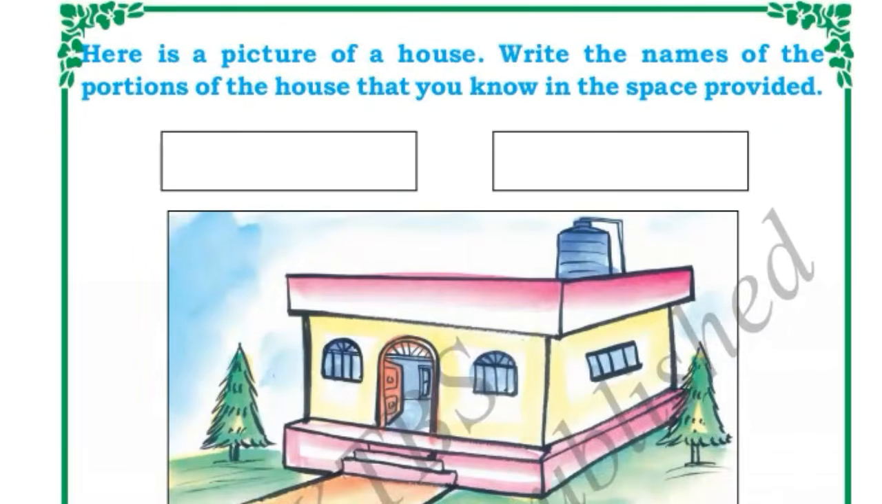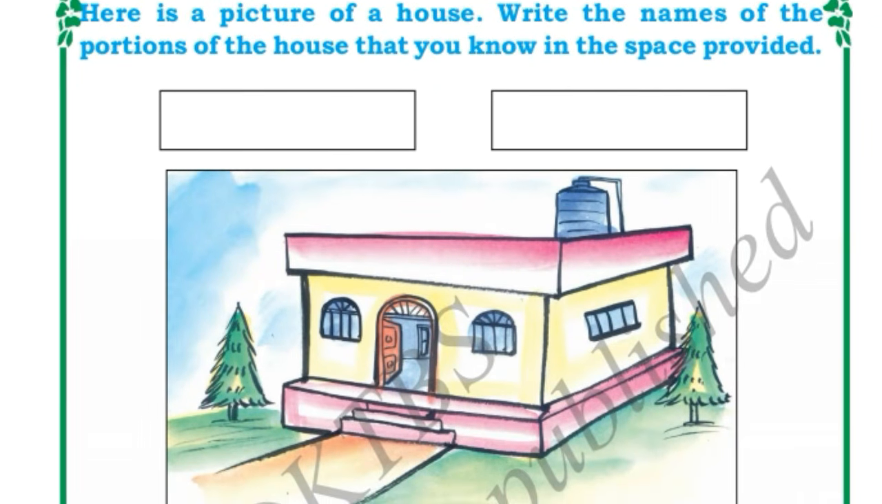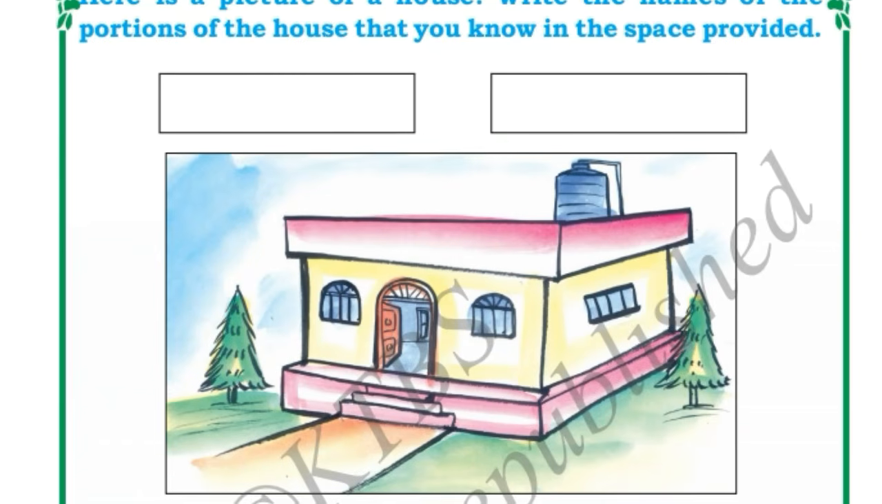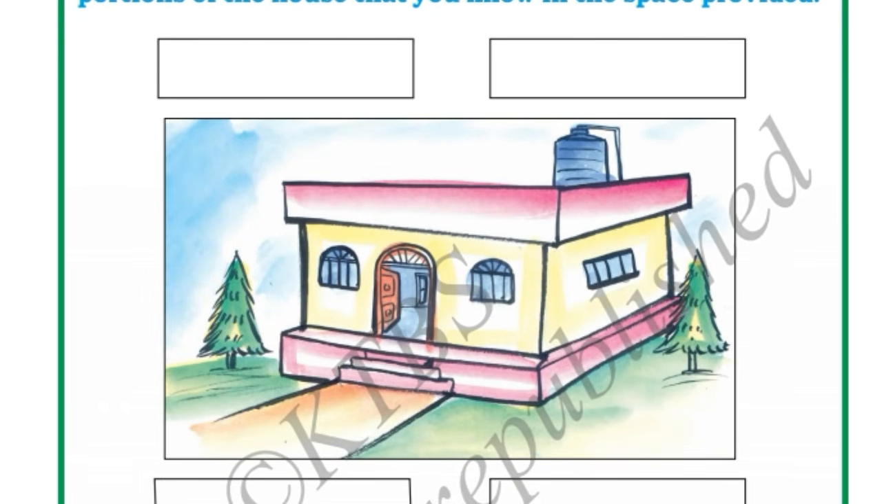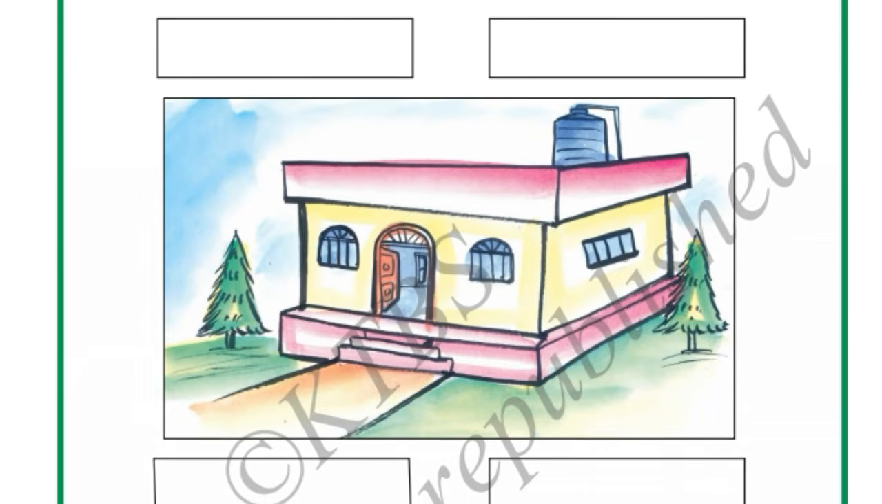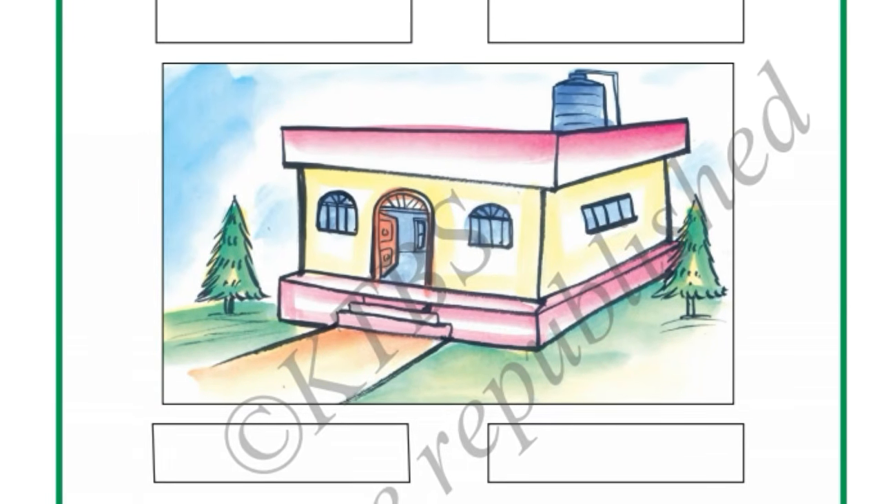Okay, see here, children, here is a picture of a house. Now we have to write the names of the portions of the house that you know in the space provided. In the house you have many portions, many rooms, right children? Yes, so here you should write what are the different portions of the house that you see in the pictures.